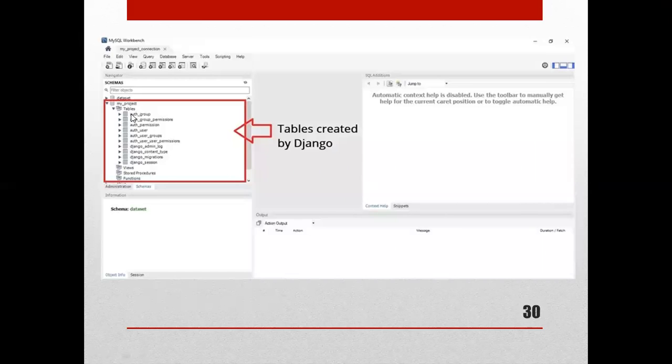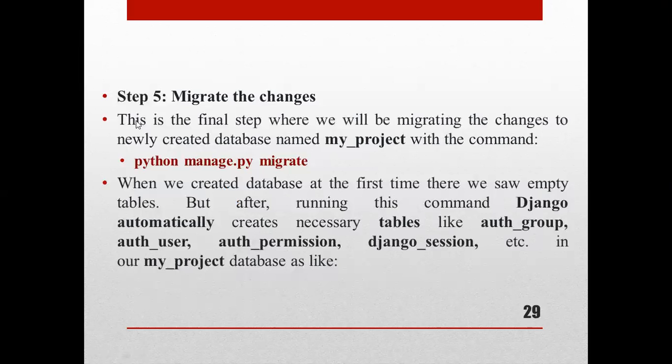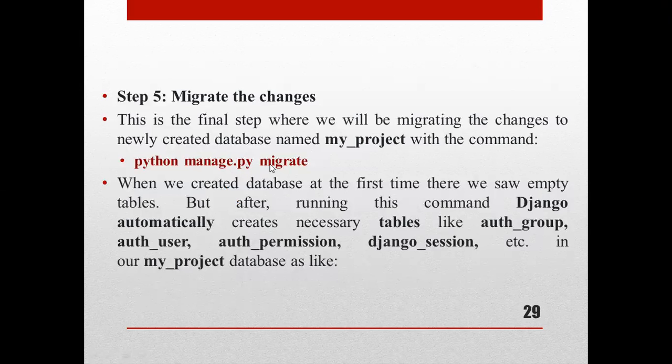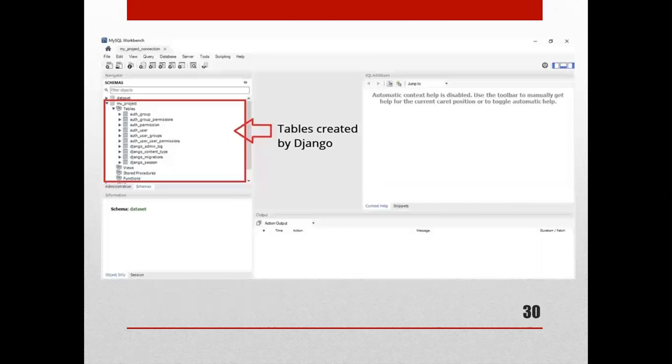So here you can see previously this tables section was empty. After executing the migrate command, in our my project database, where we had folders like tables, views, stored procedures, and functions, after executing python manage.py migrate it creates some tables like here. These are the tables created by Django: auth group, permissions, then auth user, user groups. All these tables are created in that database.